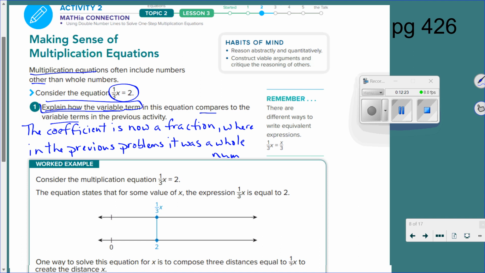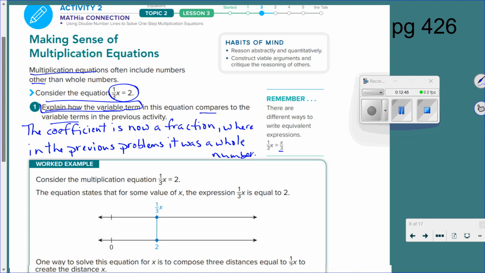So big difference. You just changed the coefficient. Instead of a whole number, it's now a fraction. Now, there are different ways. When my numerator is 1, multiplying a coefficient by a variable with a numerator of 1 is the same as dividing it by the denominator.